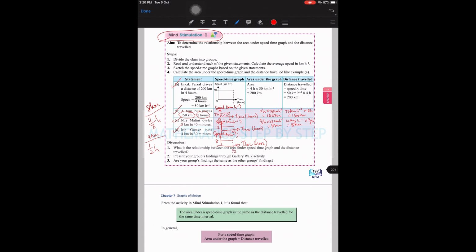Okay, so area is length times width. Okay, so half hour times 8 km per hour equals to 4 km. And then the distance traveled is speed times time, so 8 km per hour times half hour give us 4 km. Okay, so again we get the same answer. So what we can conclude from here is the area under the graph of a speed time graph is the distance traveled.